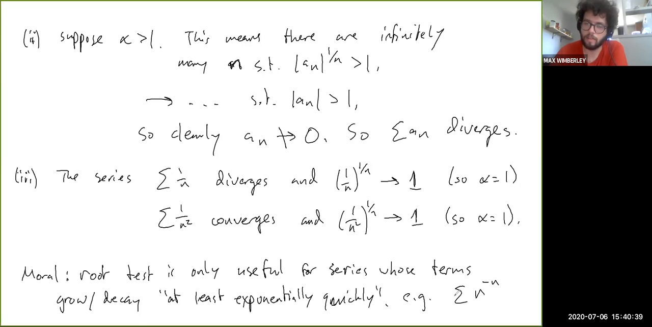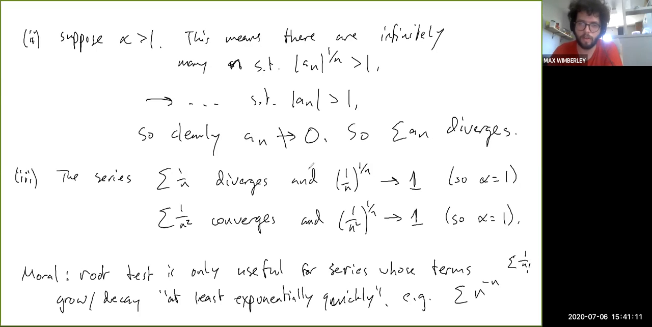But actually also something like 1 over n factorial works, except for this one it's better to use the ratio test. But n to the minus n is an example where you can use the root test to easily see that this series converges, even though it's hard to figure out what the value should be. And it's not a geometric series. These terms don't change exponentially. They actually change faster than exponentially. So the root test is useful there.